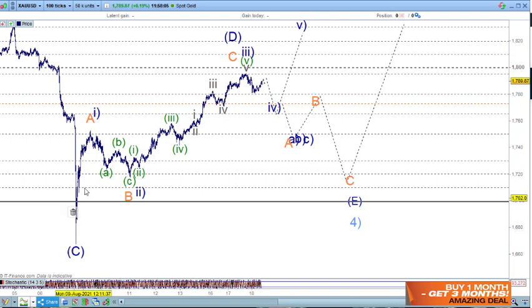We noted that when this first move came up here, we go, oh, that's good. We've got 5 waves up there. So then we look for the 3 waves back, which we got, and then we're looking for 5 waves up. So we've got that as well.